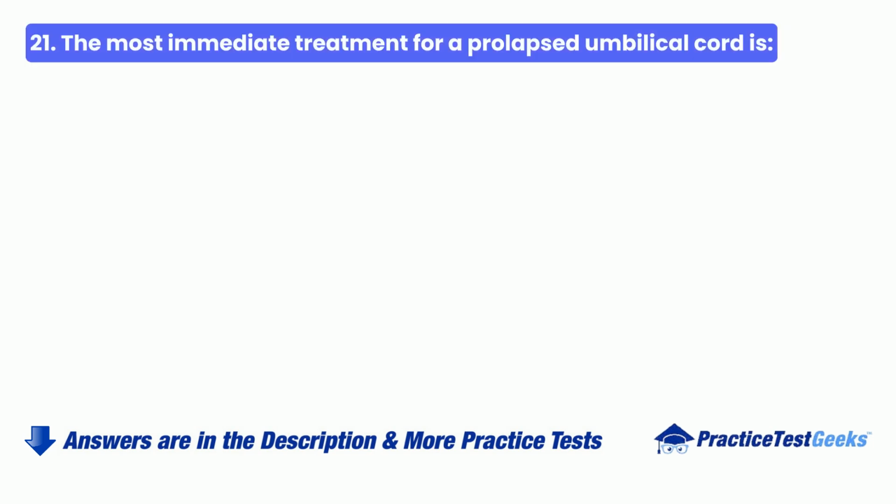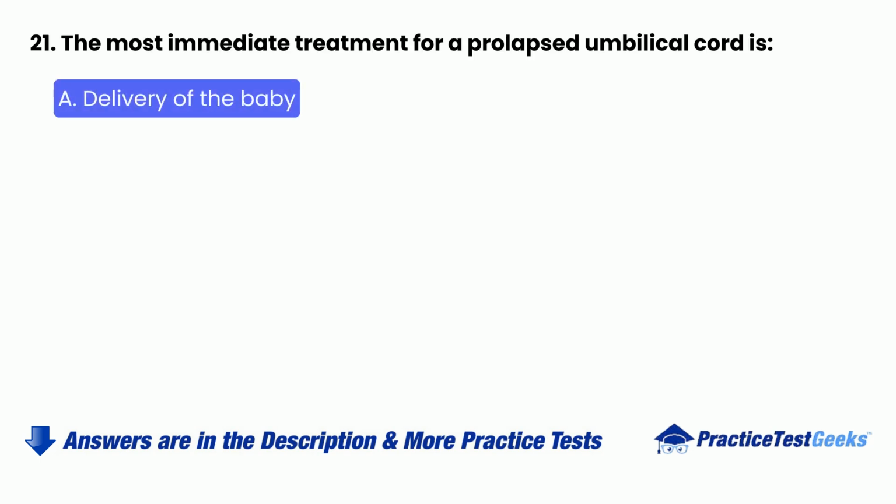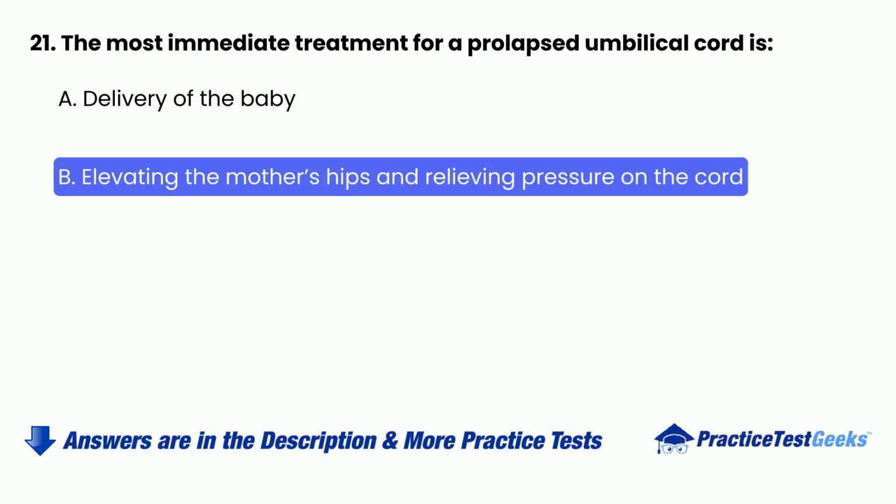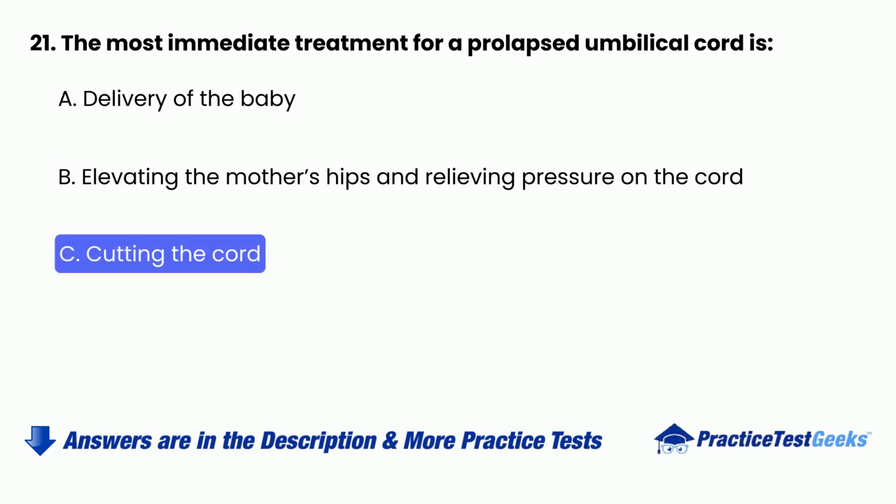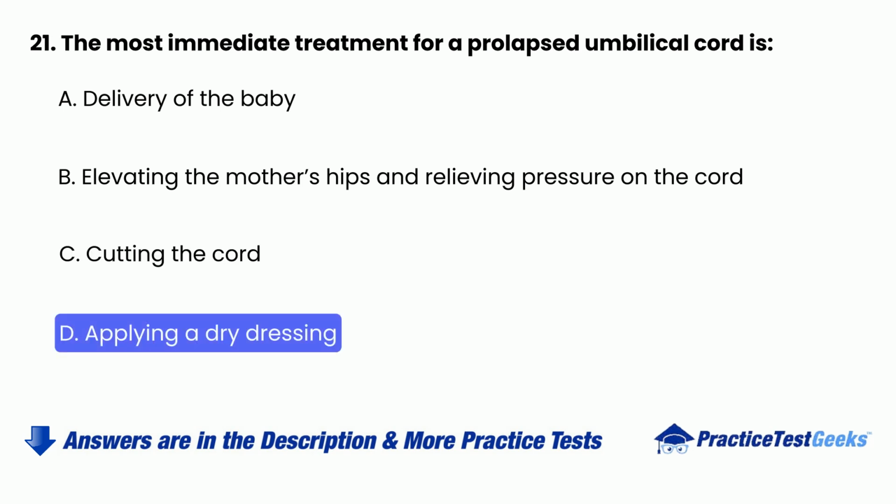21. The most immediate treatment for a prolapsed umbilical cord is A. Delivery of the baby. B. Elevating the mother's hips and relieving pressure on the cord. C. Cutting the cord. D. Applying a dry dressing.